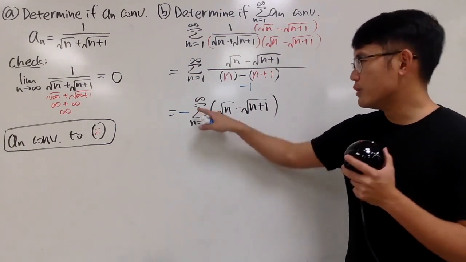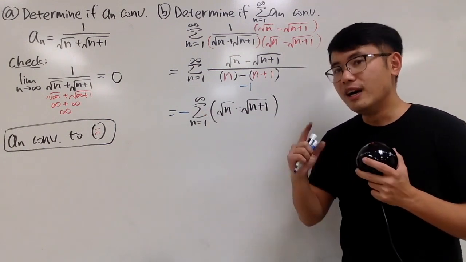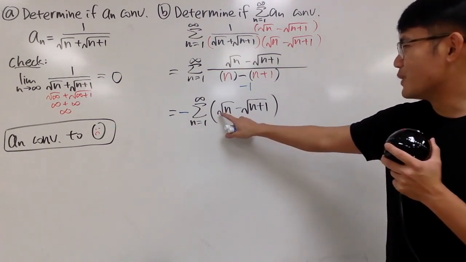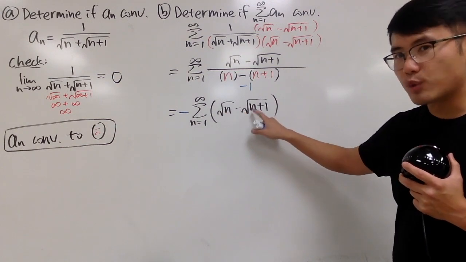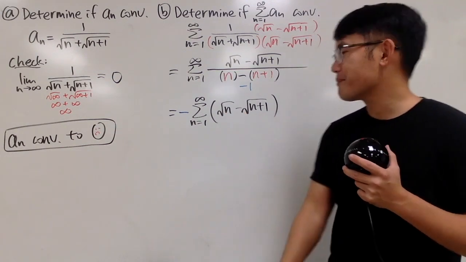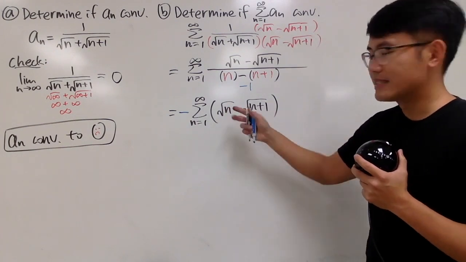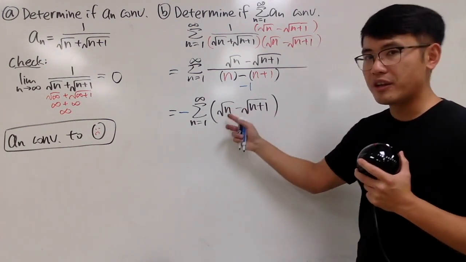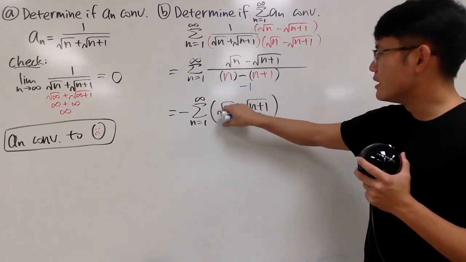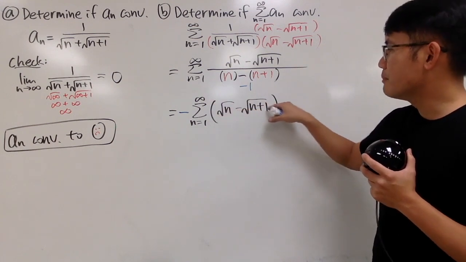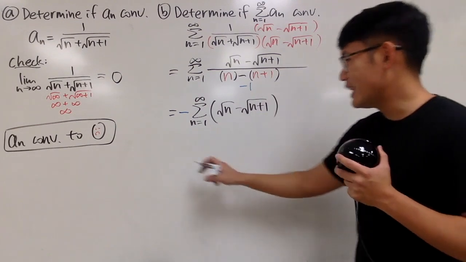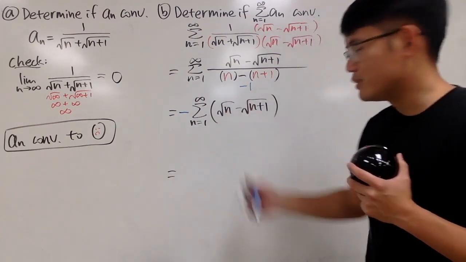The reason I don't want to distribute the negative is because I want to keep this the way it is. Look at this. We have the square root of n minus the square root of n plus 1. This is a telescoping series. I want to have the smaller term first, namely the n, and then the n plus 1 next. So it's n in the square root minus n plus 1 in the square root, like this. So I can do it the short way for you, and I'll show you what I mean by that. I'll convince you later.